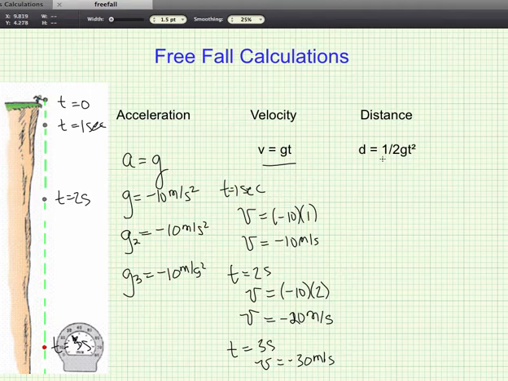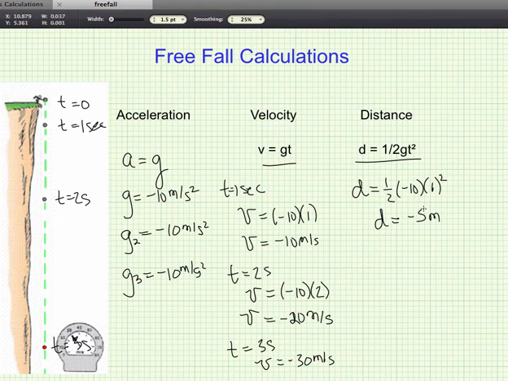But now let's take a look at what happens to the distance. I'm going to use our distance equation. The only way it's different is that instead of having an a here, we substitute in g because we know the value of g. So at t equals 1 second, I'm going to say 1/2 times negative 10, times 1 squared. Well, what's 1 squared times negative 10? Negative 10 times 1/2, that's going to give me negative 5 meters.